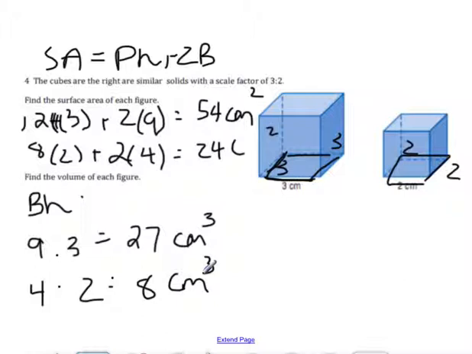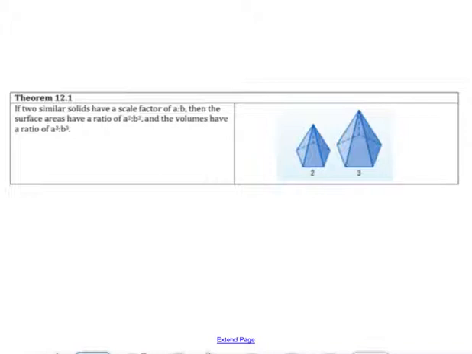Okay, so now let's go ahead and take a look at scale factors for volume and area. If we have two similar solids that have a scale factor of A to B, then the surface areas have a ratio of A squared to B squared, and the volumes have a ratio of A cubed to B cubed. Now let's take a look at what we did.